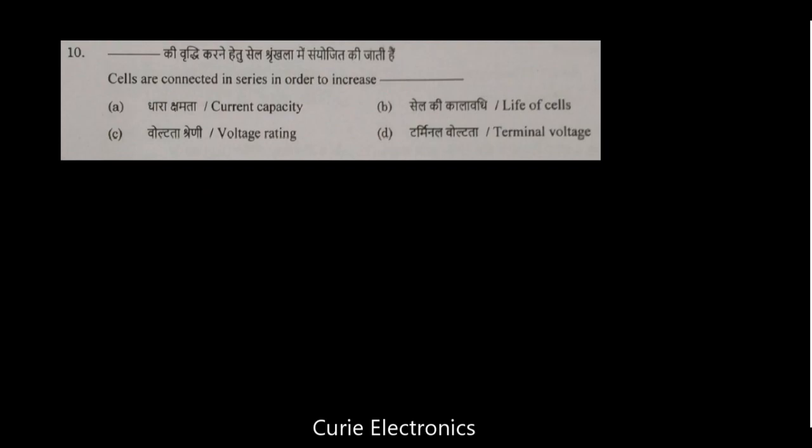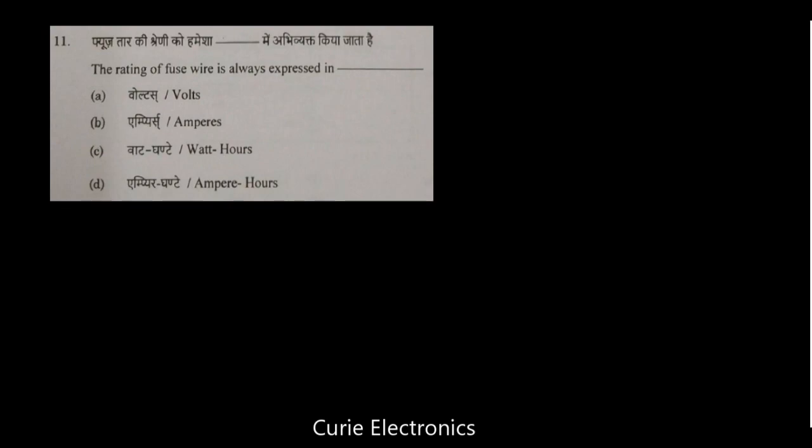Cells are connected in series in order to increase the voltage rating. When you connect a number of cells, the voltage rating increases. The rating of fuse wire is always expressed in amperes.